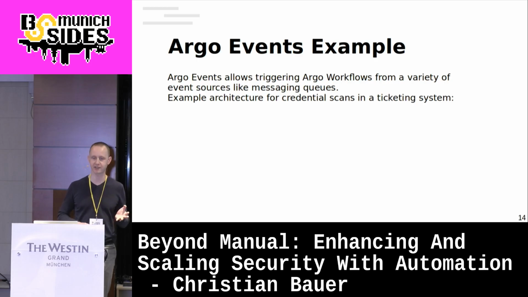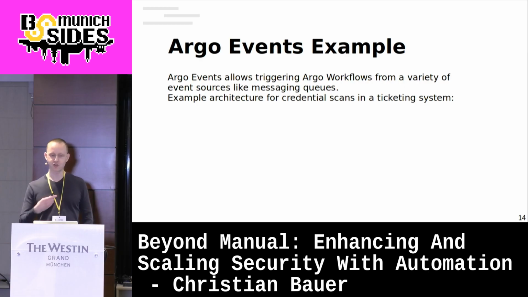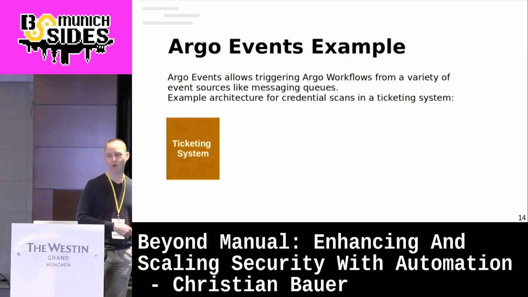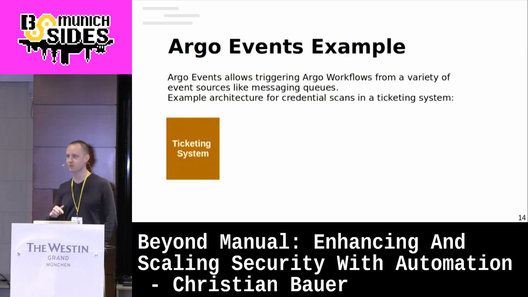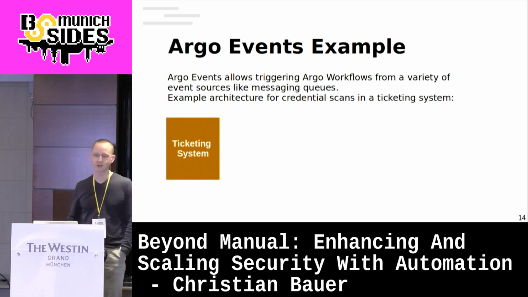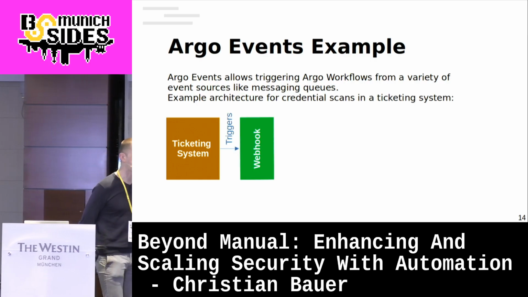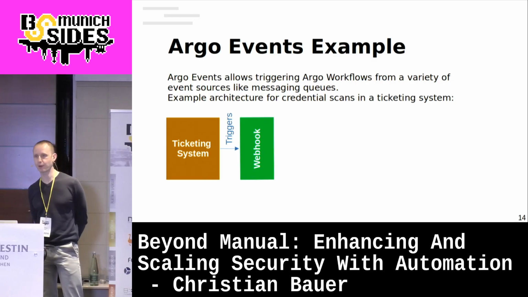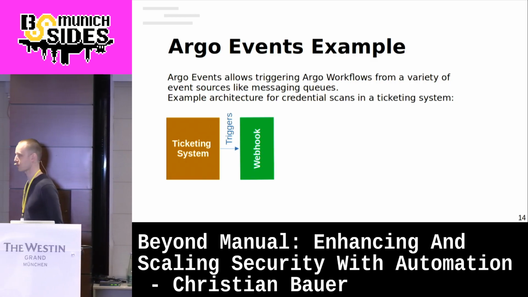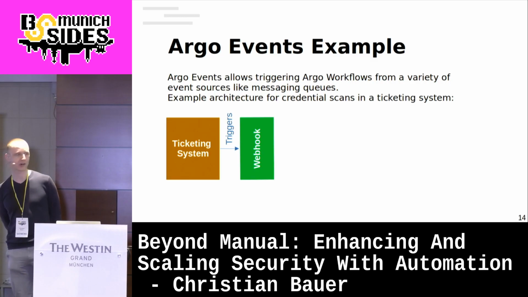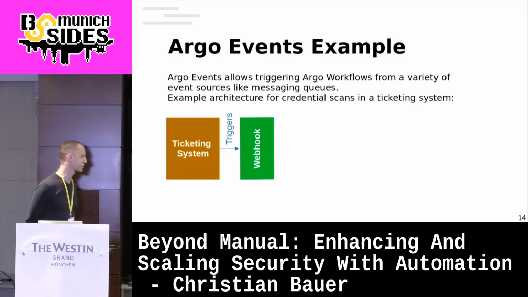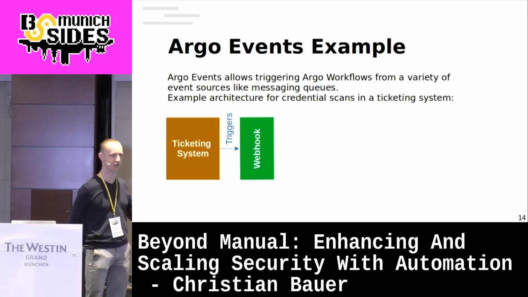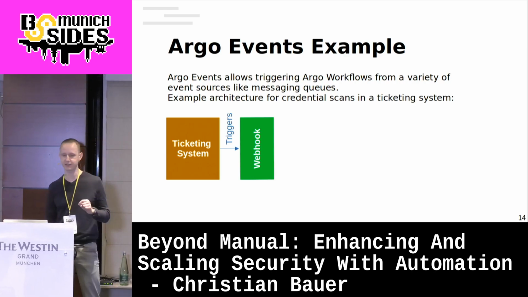But how can I know that? So what I want to do here now is, I want to know when somebody created or updated a ticket or added an attachment, is there a credential somewhere in there? And this is something I can implement. So every time somebody creates or updates a ticket, the ticketing system can notify a webhook. Webhook is something that every ticketing system I know supports. So we create or update a ticket. The ticketing system will notify the webhook with this information, which ticket has been updated or created.